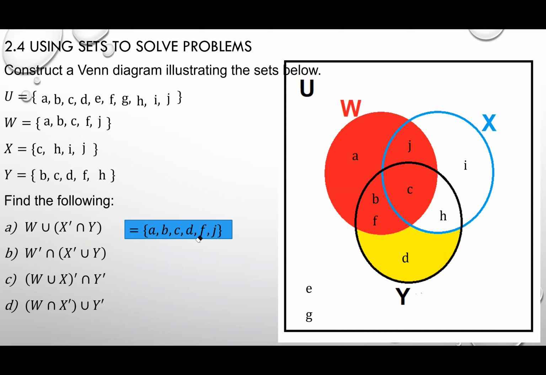Let me pause and ask you guys a question here in terms of how I have A, B, C, D, F, and J.